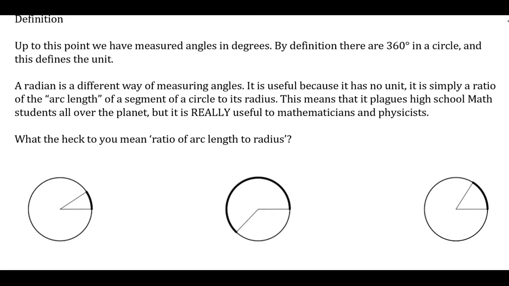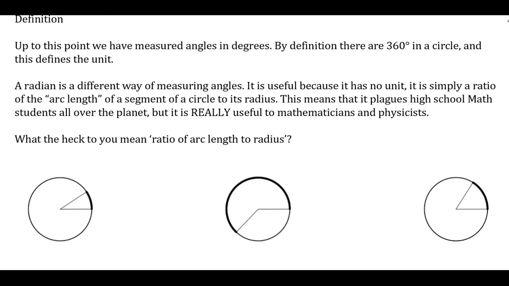So it's a pain in high school, but for mathematicians and physicists, doing this is a really useful way of measuring angles. So mathematically, it's really useful because it's unitless and because it has a special relationship with the circle, because it comes from the circle. But it's a little complicated at first.